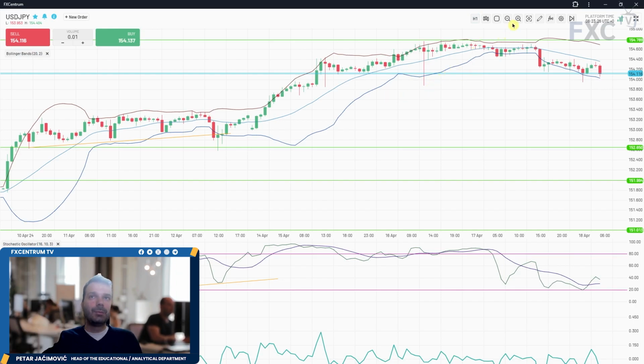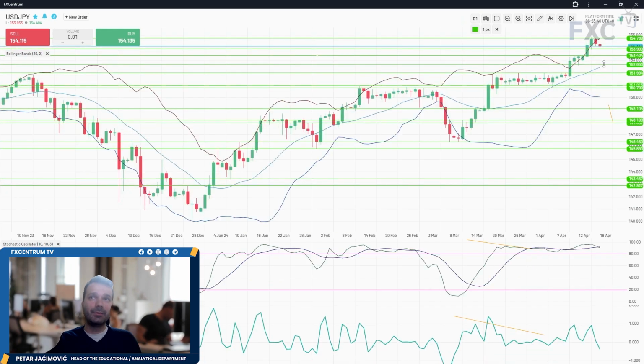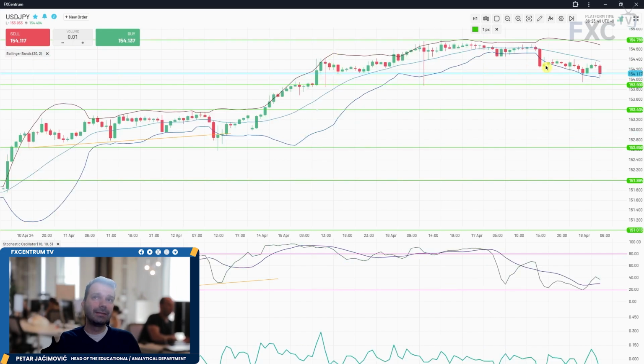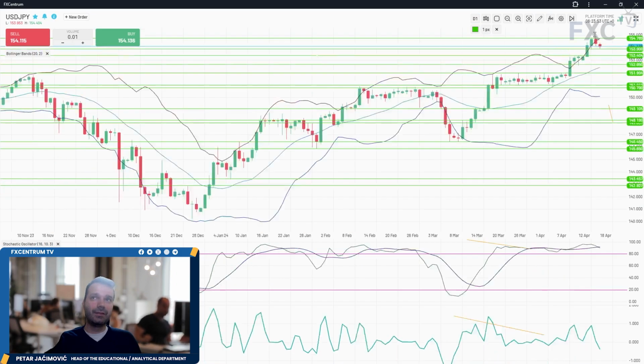I will say the support based on the hourly time frame and what happened recently is around the 153.90 mark, a potential support area, and then after that the support area will probably be around the middle Bollinger Band on the daily time frame, the 152.85, 152.90 mark. So we need to be patient and wait for the market to regain strength and potentially confirm further upside continuation.